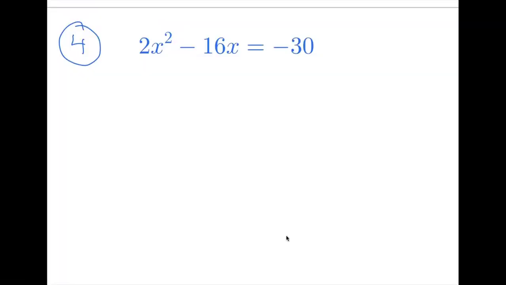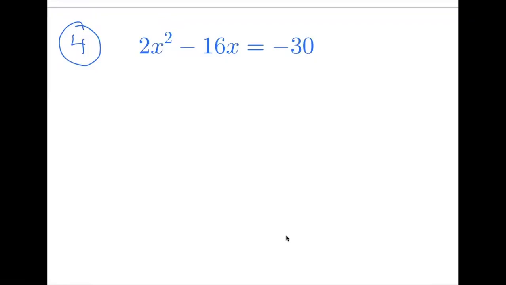All right, here's problem number 4 from this current lesson. So once again, we see that we need to do the complete the square method. You'll notice already that both the terms that have an x in them are just by themselves. Negative 30 is already over on the right side, so we're good there.